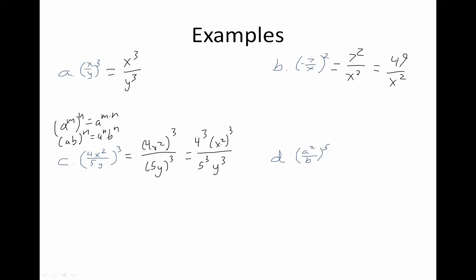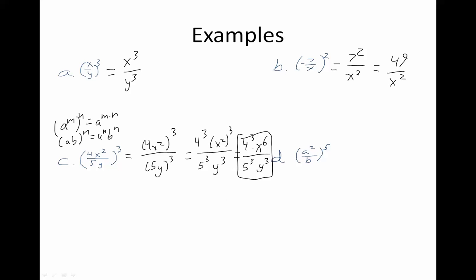Now we got to do a little more simplifying because we have a power to a power here. 4 cubed, x to the 6th, because that's 2 times 3. And then this is 5 cubed y to the 3rd. Again, we could go ahead and do the numbers here. I think I know these ones, so I'll probably do it. If we're leaving it in exponent form, though, this is an acceptable answer.